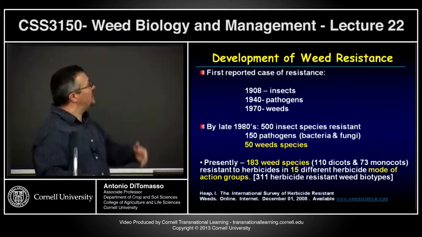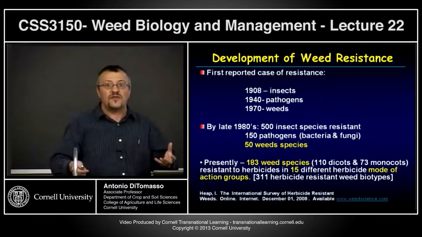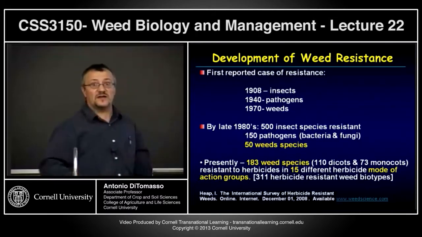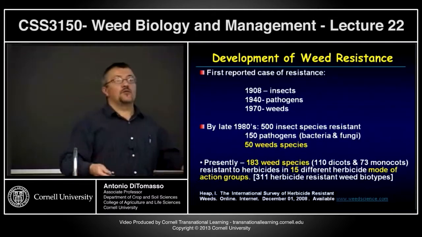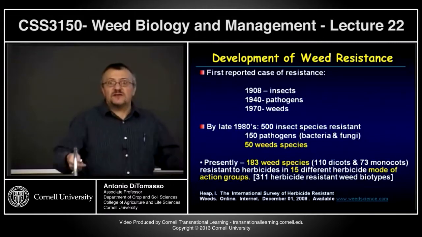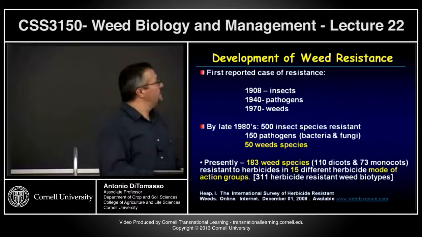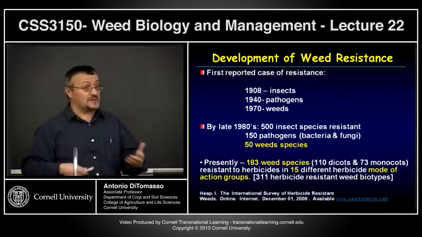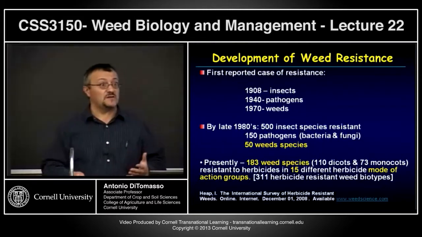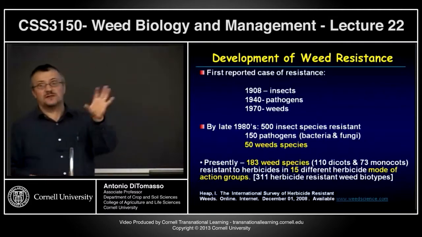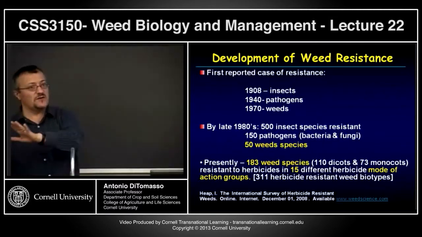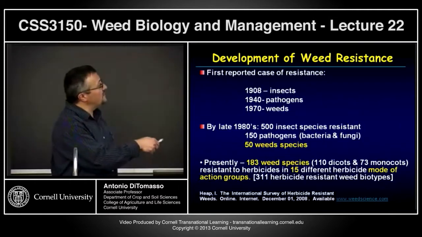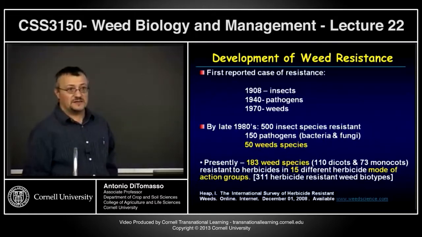This is resistance not just to insecticides, to synthetics, because many of the synthetic pesticides were developed in the 40s, but also resistance to even some of the inorganics. But look at what happened by the late 1980s. Remember, the synthetic pesticides really got going in the 40s, 50s, 60s, the glory years were the 50s and 60s, and then the 70s started going down. 500 insect species resistant, 150 pathogens, both bacteria and fungi, and by the 1980s, 50 weed species.